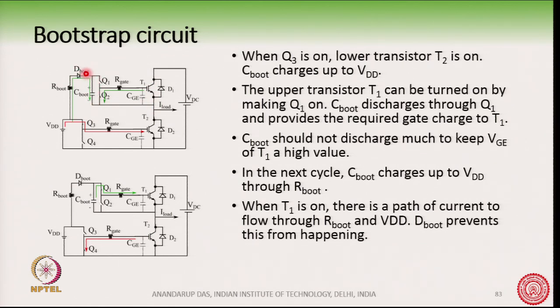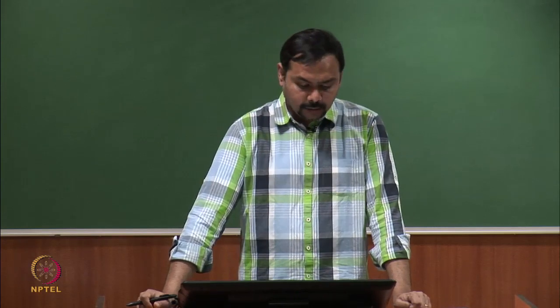Suppose there is no diode here, so the current will flow through here and complete the path like that. Here is the path which I am showing now: VDC through this T1, C boot, R boot, VDD, as soon as you turn on the T1. Therefore, the D boot is necessary and it prevents this short circuit of the DC bus with the control power supply VDD, and it stops that from happening.